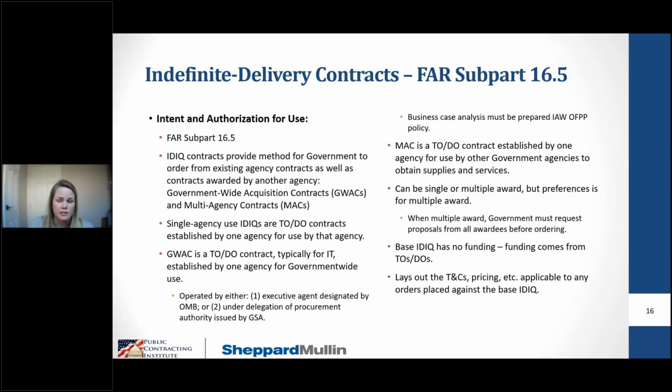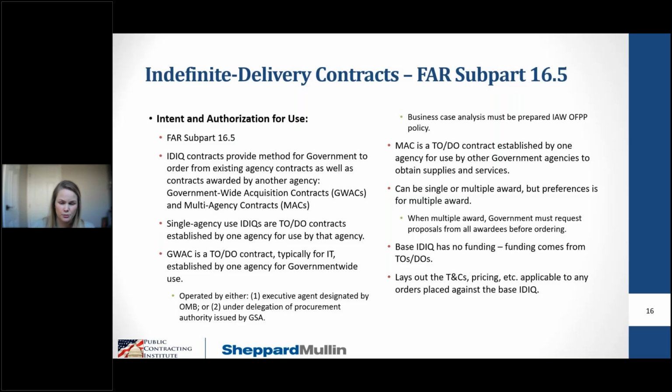There also are multi-agency contracts, or MACs, which again are established by one agency but can be used by other government agencies to obtain the supplies and services covered by the MAC and extend beyond IT as well. Again, IDIQs can be awarded on a single or multiple award basis, but there's a preference for multiple awards. Competition is typically occurring at the base IDIQ level, which is why they're a popular method, because once you establish your IDIQ, the process of issuing orders is much more streamlined.